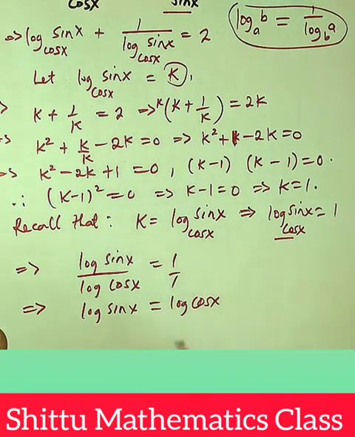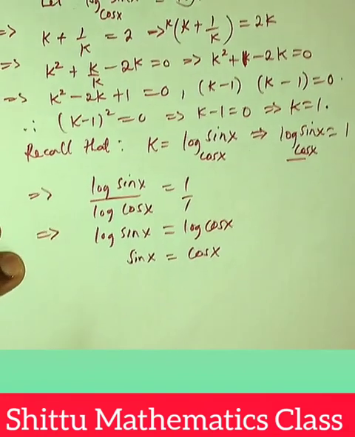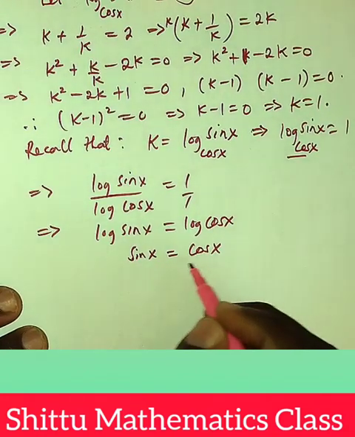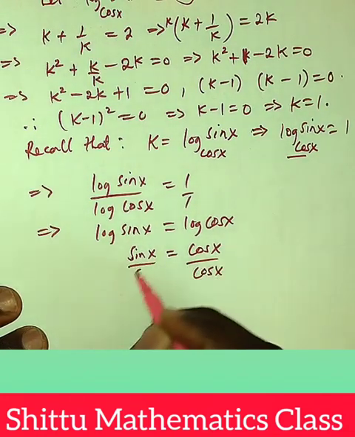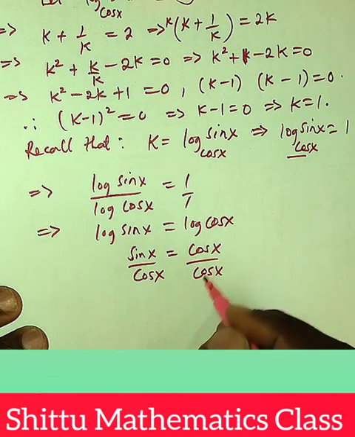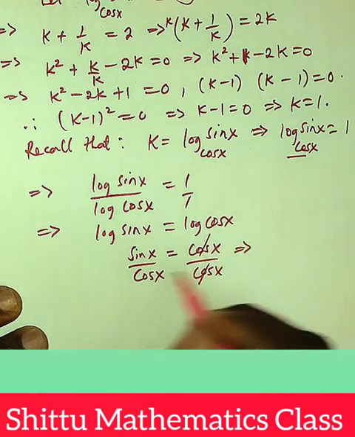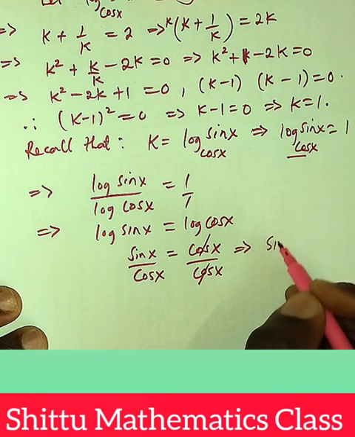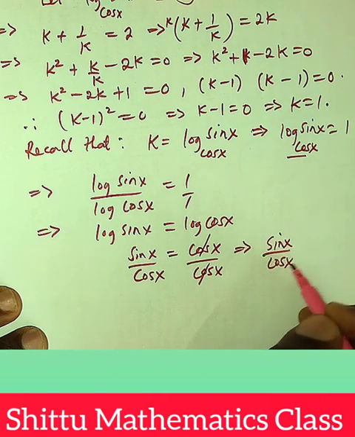So now from there, we have sine x equals cos x, because we have log here and we have log here. So the next thing we are going to do is divide through by cos x. You can see that this is going to cancel this. So this implies that sine x over cos x equals 1.